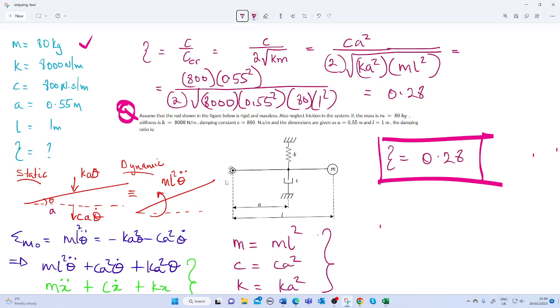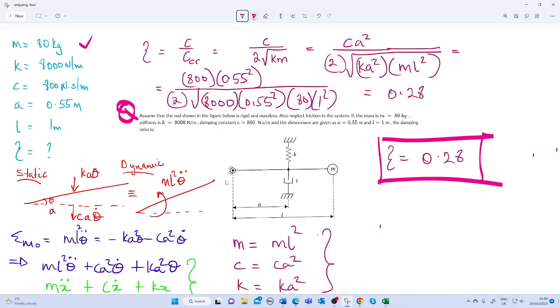Now, by comparing it to the standardized equation of a mass system, which is m x double dot plus c x dot plus k x, you can deduce that our m, that is the mass, equals ml squared, and our c equals Ca squared, and our k equals Ka squared.